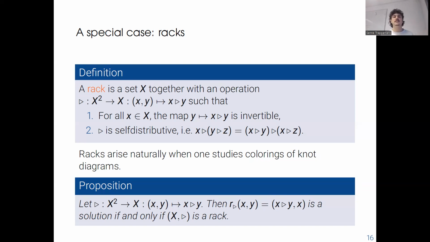We find that this gives a solution if and only if the operation is a rack. So this actually shows that racks yield a special kind of solution of the Yang-Baxter equation, precisely those where one of the two components is not really changed, so it's just moved to the other side. And what's a natural way to construct racks?